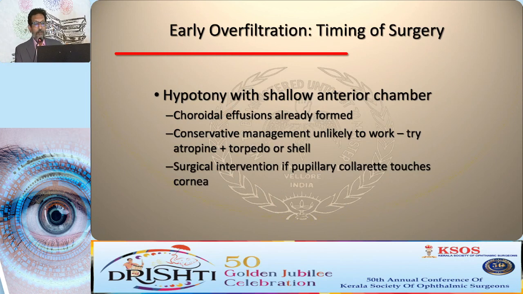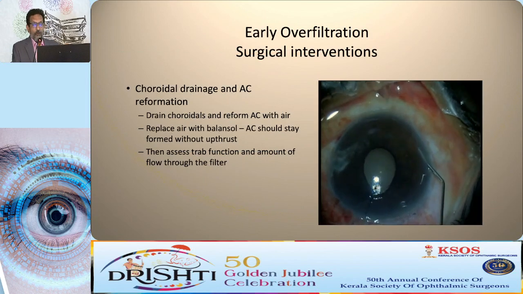If you have to intervene surgically, what's the timing of the surgery? So if you have a shallow anterior chamber, that means definitely choroidal effusions have already formed. Now you can try conservative management, which consists of atropine and one of these methods I've mentioned, but it usually won't work once you've got established choroidals. If the pupillary margin is touching the cornea, that means it's very close to being an almost flat anterior chamber, you have to intervene. Otherwise, you're going to get a fair amount of corneal damage, particularly in a pseudophakic eye.